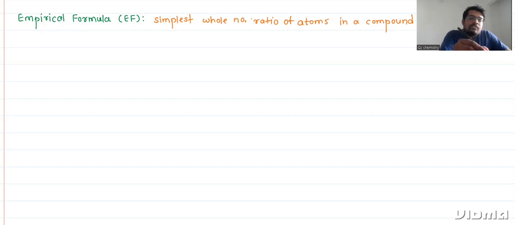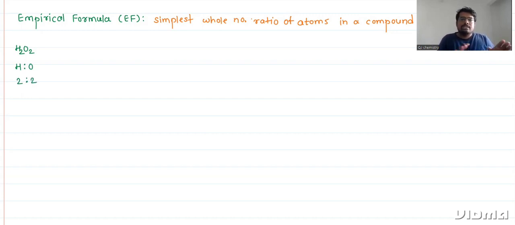For example, in hydrogen peroxide, H2O2, there are a total of two hydrogen atoms. So let us take the ratio of atoms, hydrogen to oxygen. It is the ratio of the number of atoms, not the molar mass or the number of moles. So how many atoms are there? Two hydrogen atoms and two oxygen atoms.